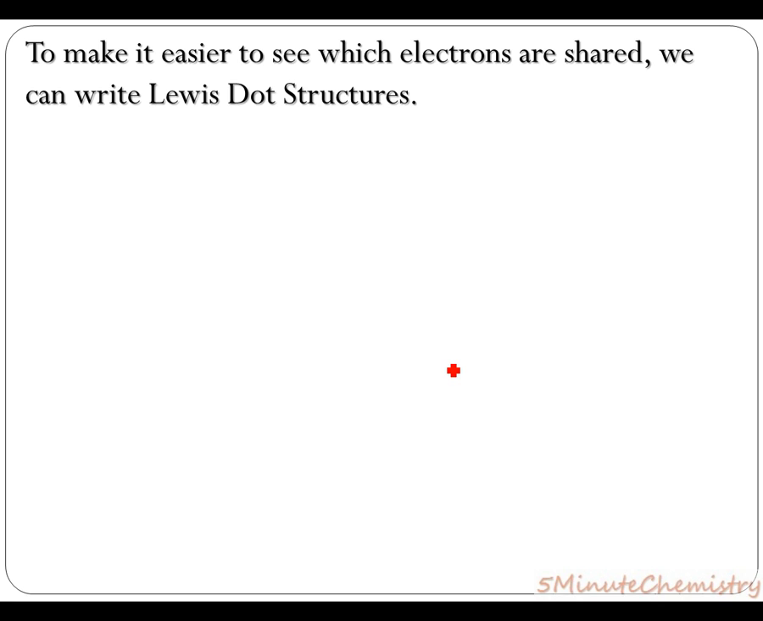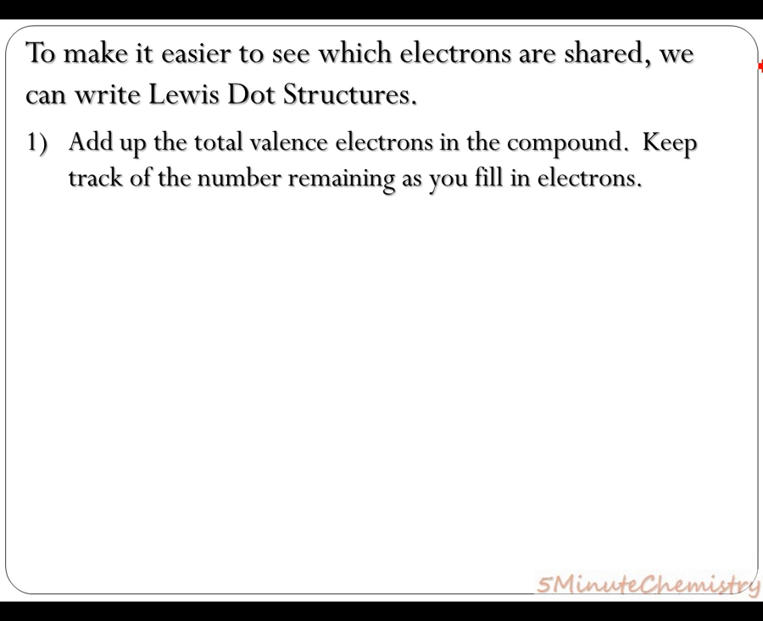In order for us to really understand the positioning of our bonds, what we can do is draw Lewis dot structures. A Lewis dot structure essentially shows dots as free electrons and then lines that indicate the bonded pair of electrons. So I'm going to begin with a sample molecule. I'm going to use PCl3 here, phosphorus trichloride.